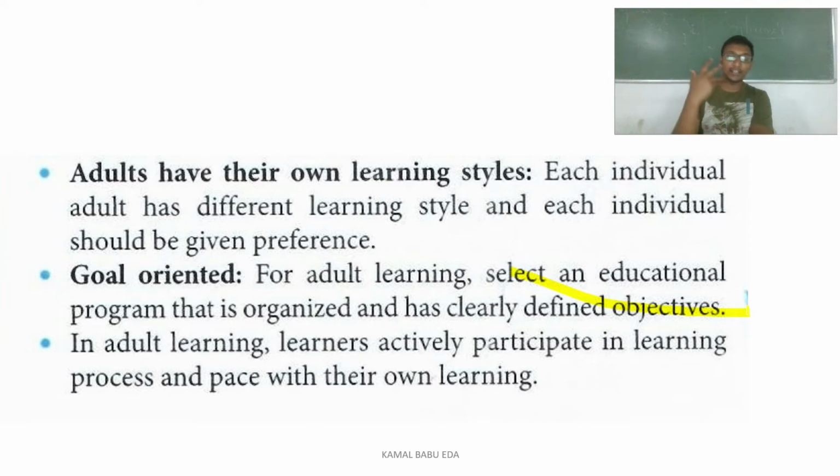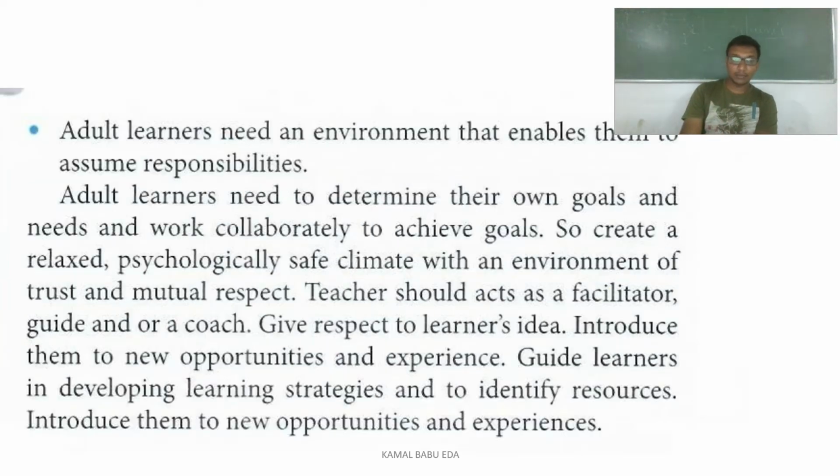They will learn at their own pace, which means speed learning is there. And when they are goal oriented, they want to complete the task as early as possible. The next point: adult learners need what? An environment that enables them to assume responsibilities. To assume what? Responsibility. So adult learners need to determine their own goals, their own needs, and they need to work collaboratively to achieve the goal.